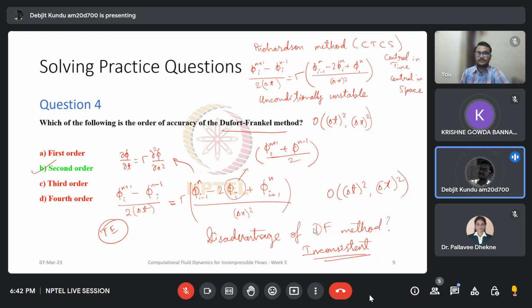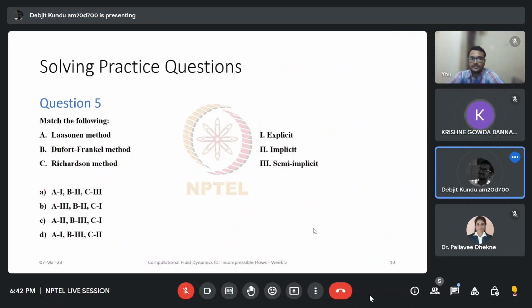Anyway, so this is where we were with question number 4. Let's move on to question number 5. So this is a match the following type of question. It has 3 questions on the left column and 3 corresponding options in the right column. You will have to pick out the correct matchings between the 2 columns.